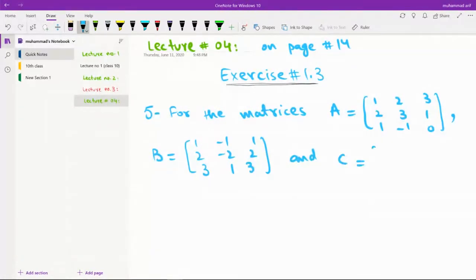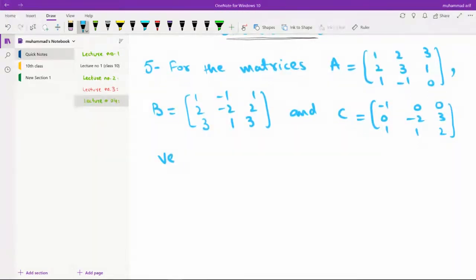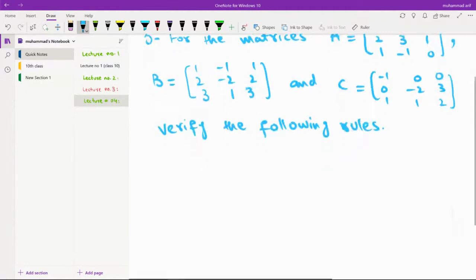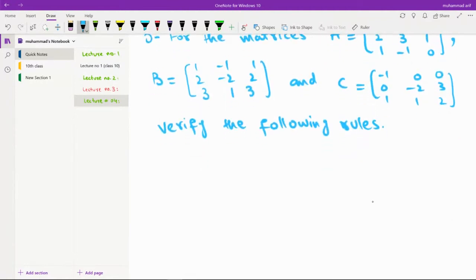Matrix C is equal to -1, 0, 0, 0, -2, 3, 1, 1, 2. Verify the following matrices or rules. First part and second part do yourself. Here we solve the third part.